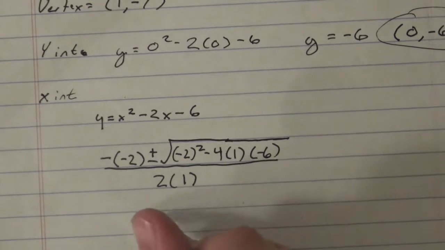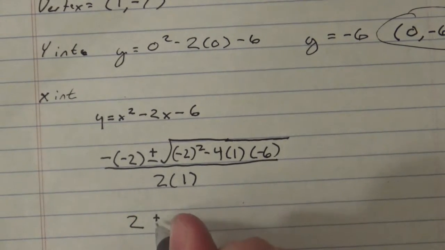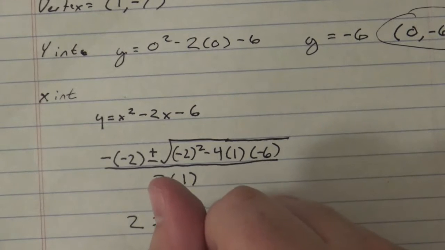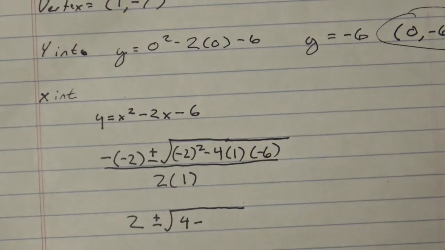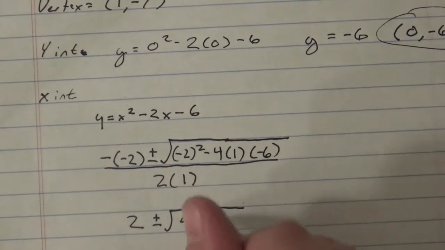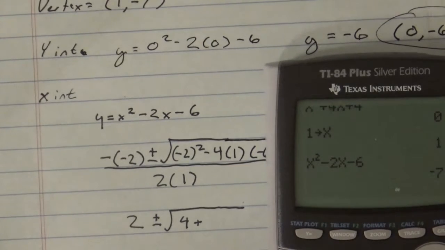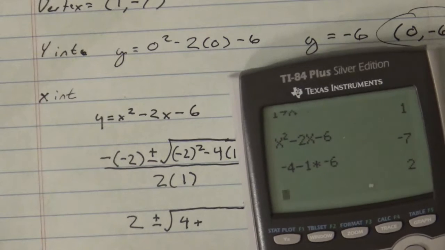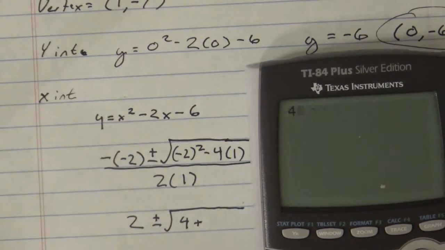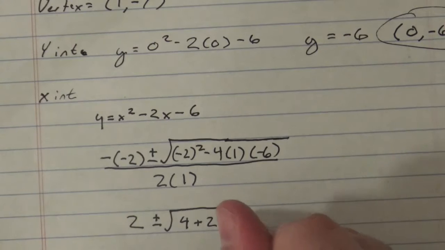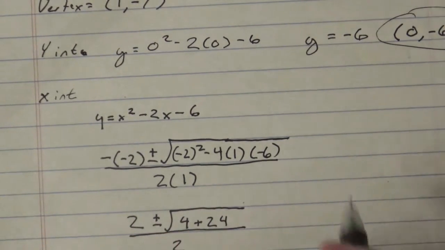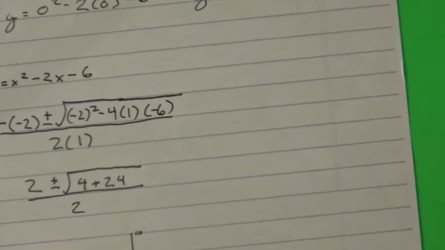So we know that this is going to become a 2 plus or minus. Well, this is going to give me the square root of 4 minus 24, I believe. Nope, that's going to be 4 plus 24. Let's double check. Negative 4 times 1 times negative 6 gives me, whoa, that didn't work. 4 times negative 4 times 1 times negative 6. Just double checking. Yes, it's going to give me a plus 24, all over 2. Alright, so I'm running out of room. I'm going to come up to the top here.